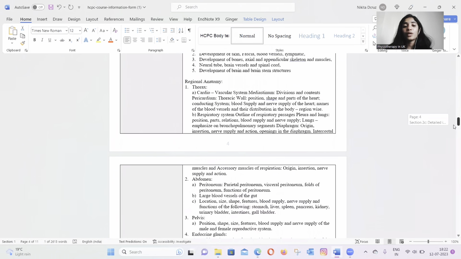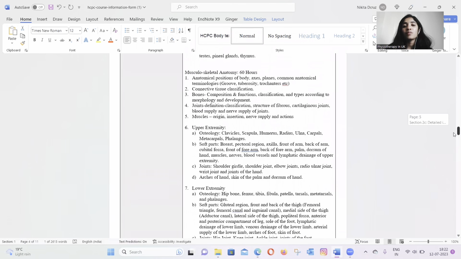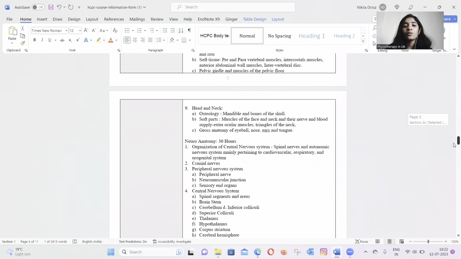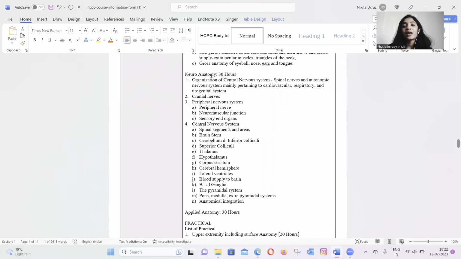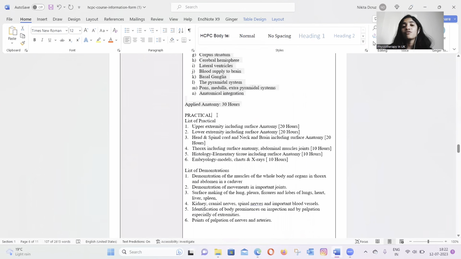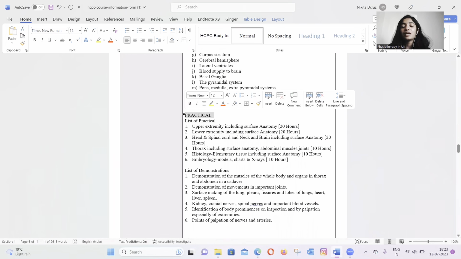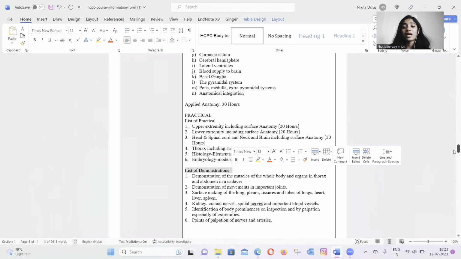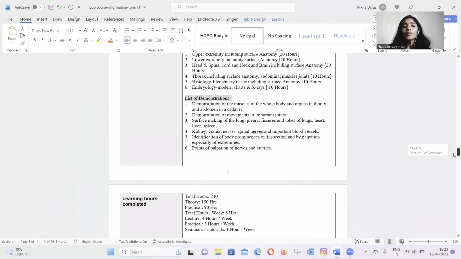So again, as you can see, we have written several different things, including musculoskeletal anatomy, upper extremity, lower extremity, neuroanatomy. And as you can see, that is the end of my theory. Now we then come down to what is the practical element that I completed as a part of my syllabus or as a part of my year 1 study within anatomy. So this is the practical element of my education within year 1 in anatomy. Also, there is a list of demonstrations. So what were the list of demonstrations that I had completed as a part of my anatomy? And as you can see over here, these are some of the important demonstrations or the practical elements that I completed as a part of year 1.